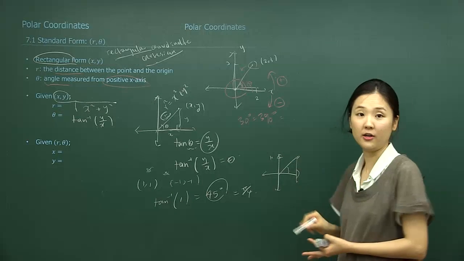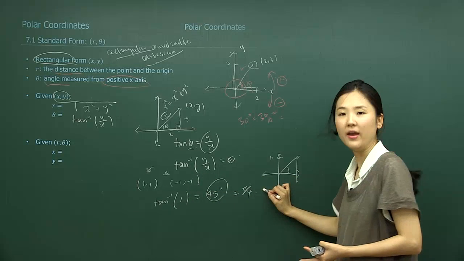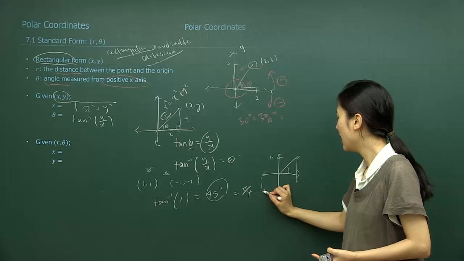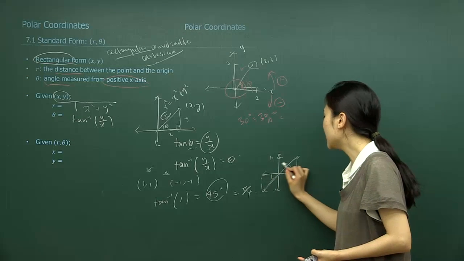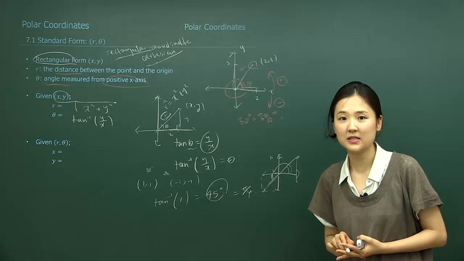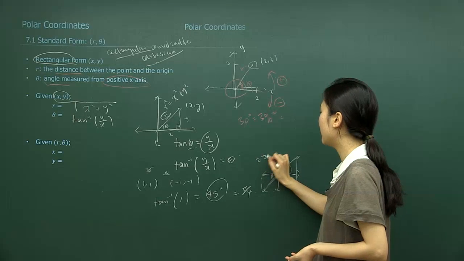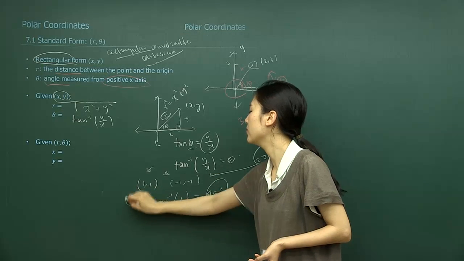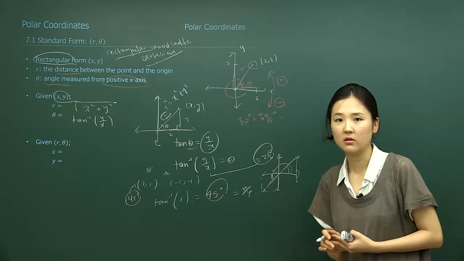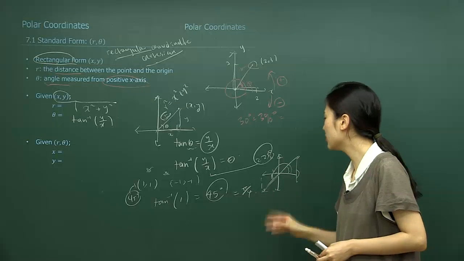1 and 1, it's right here. However, negative 1, negative 1 is over there, isn't it? It's down here. How is this 45? It's actually 180 more than 45, isn't it? It equals 225. The angle should be 225 degrees for this and 45 for this. So what shall we do? If you're looking for the angle, make sure that you graph it.